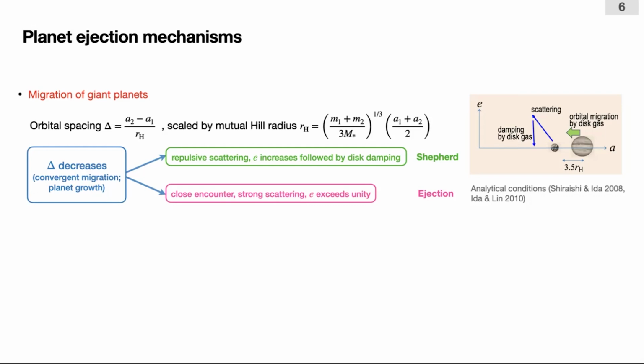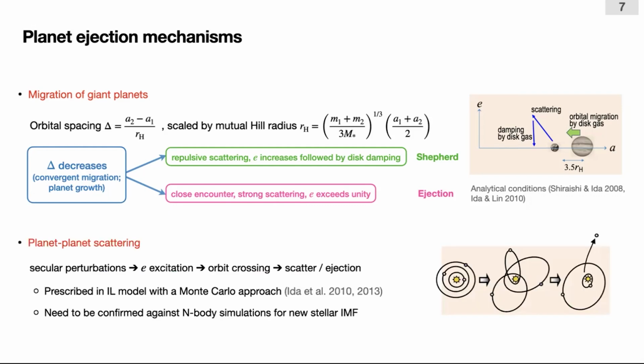Or in the strong scattering regime, we have close encounters, and the eccentricity of the small planet can be ejected beyond unity, and it's ejected from the system. So this is ejection in the disk phase. A more dominant mechanism is planet-planet scattering after the disk dissipates. Secular perturbations determine the orbit crossing timescale of the planets, and their eccentricity slowly builds up. Finally, the orbits start crossing, and we have scattering and ejection of planets, or actually collisions also included.